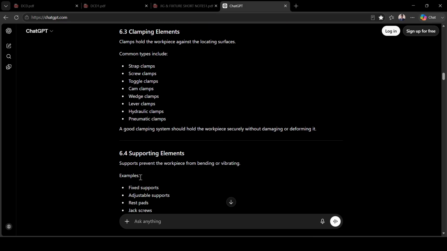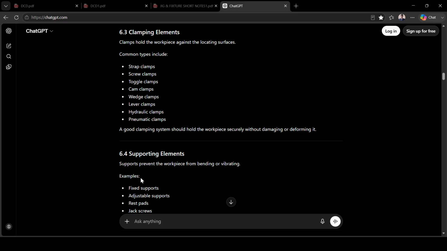Clamping elements. Clamps hold the workpiece against the locating surface. Common types include strap clamp, screw clamp, toggle clamp, cam clamp, wedge clamp, lever clamp, hydraulic clamp, pneumatic clamp. A good clamping system should hold the workpiece securely without damaging or deforming it.